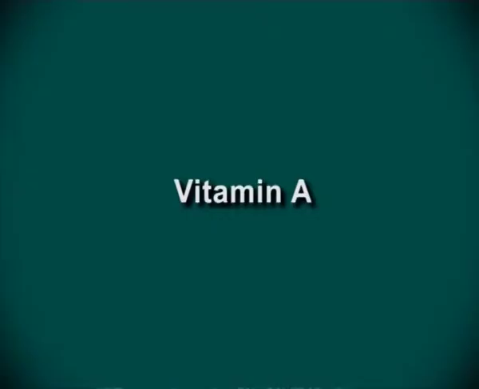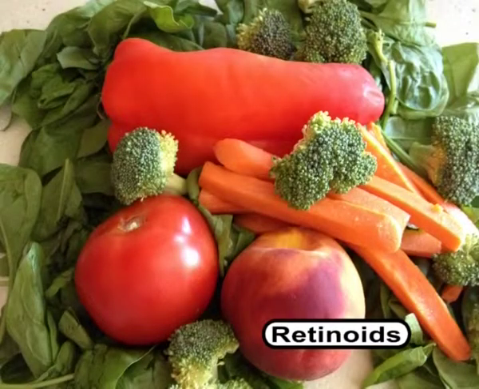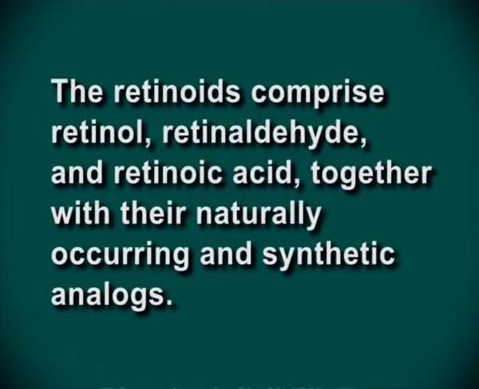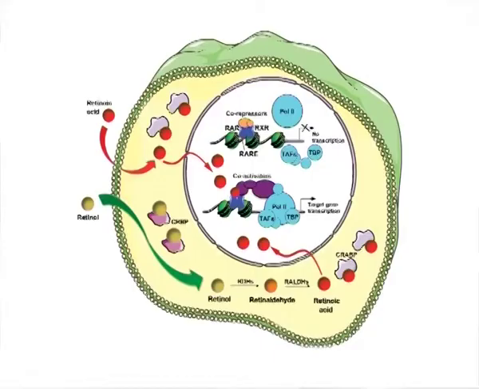Vitamin A. Vitamin A active compounds include retinoids, designated as vitamin A, and their carotenoid precursors, that is provitamin A carotenoids. The retinoids comprise retinol, retinaldehyde and retinoic acid, together with their naturally occurring and synthetic analogues. Retinal and retinoic acid are formed from retinol. Further, retinal and retinol are interconvertible, but retinoic acid cannot be converted either to retinal or retinol.